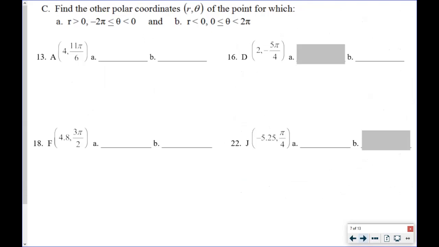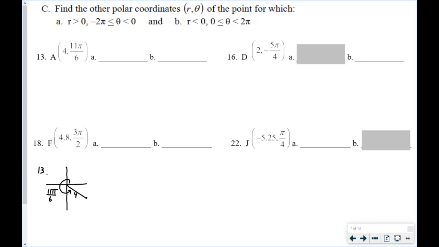I really apologize, I don't know what happened to the numbering on this set of notes. So we're going to do 13 again. I'm going to sketch the point for 13, and then we'll start working with it. So the point, 4, 11 pi over 6. That's going to be maybe right there, where this angle is the 11 pi over 6, and we're sitting 4 units away from the pole, or the origin. So let me mark that.